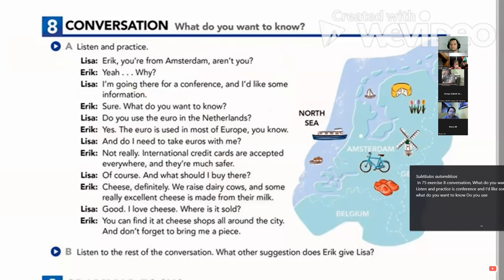Yes, the euro is used in most of Europe, you know. And do I need to take euros with me? Not really. International credit cards are accepted everywhere, and they're much safer. Of course. And what should I buy there? Cheese, definitely. We raise dairy cows, and some really excellent cheese is made from their milk. Good. I love cheese. Where is it sold? You can find it at cheese shops all around the city. And don't forget to bring me a piece.